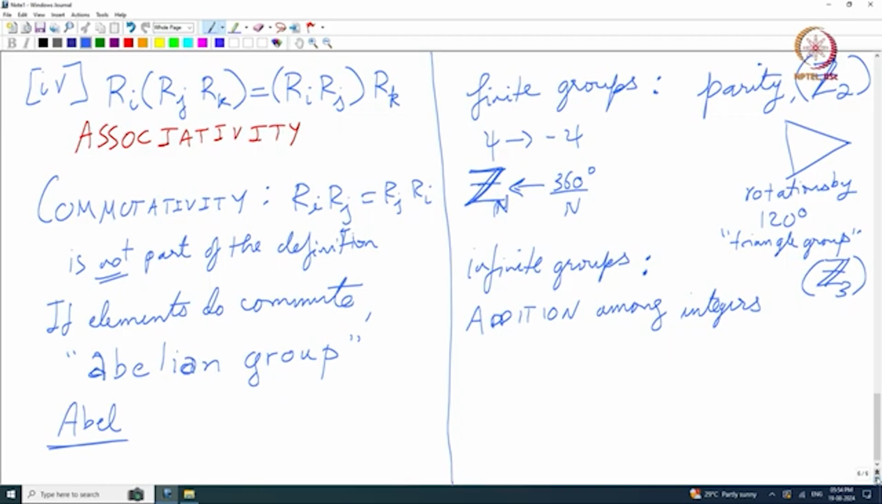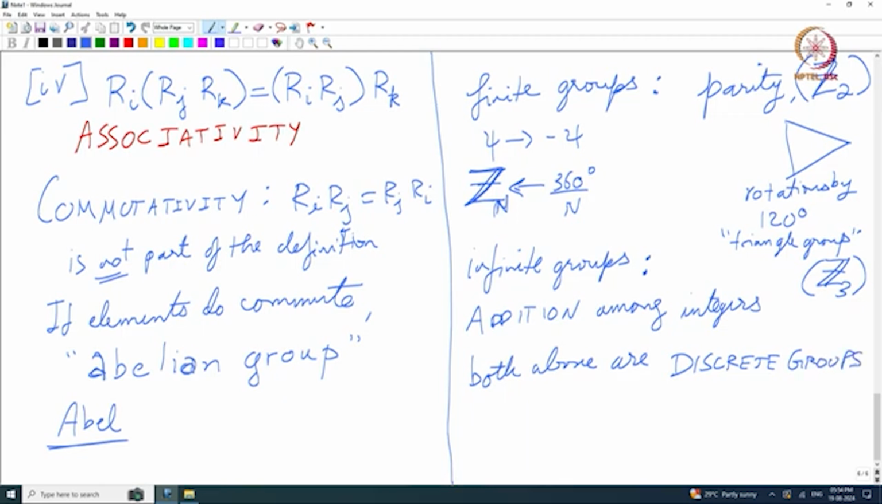Notice that both of these above are discrete groups.